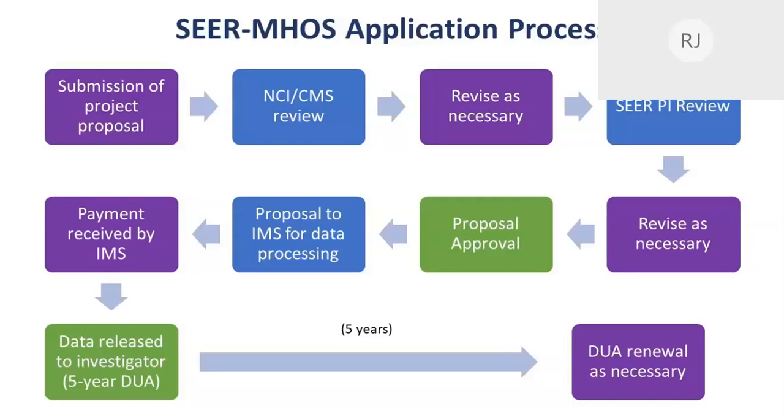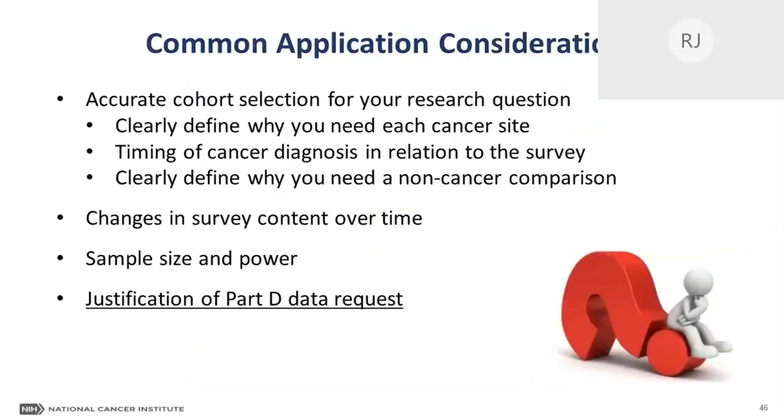So you can see our website says this takes between 3 and 4 months to go through to getting the data released. We encourage you to talk with us when you're starting the proposal process, and as you're thinking through your ideas. Some common application considerations: accurate cohort selection for your research question is really important. You should define clearly why you are selecting the cancer sites or types that you are. You need to give good consideration to the timing of the cancer diagnosis in relationship to the survey. And finally, clearly define why you need a non-cancer comparison group if you are requesting one as part of your research questions.